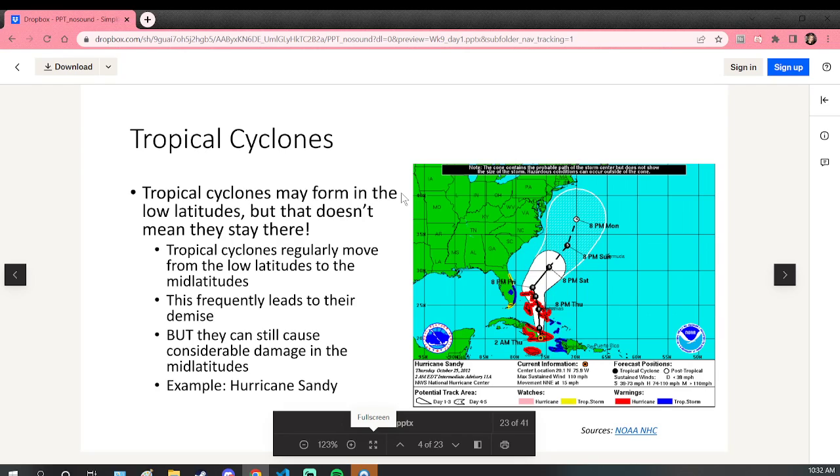So they usually move from the low latitudes to the mid latitudes. And when they move to the mid latitudes, usually that's when they die. They can still cause some really good damage in the mid latitudes. An example of this was Hurricane Sandy. Hurricane Sandy had an incredible amount of power, caused a lot of damage. Similarly, like Hurricane Katrina and stuff like that. So they rotated north.